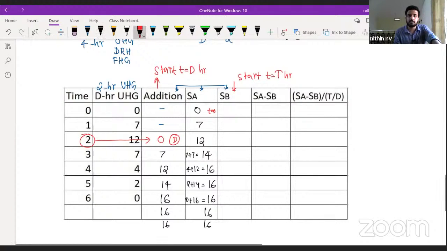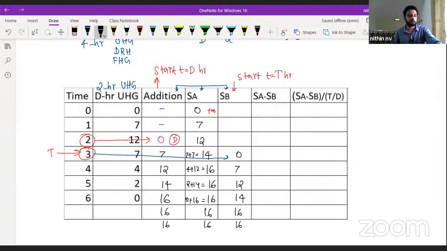What is the value of T, capital T? This is nothing but our capital T, nothing but 3. So just go and fill it. So corresponding to the time 3, we are going to start 0. Then we have 7, we have 12, we have 14, 16, 16 onwards. Understanding, everyone?